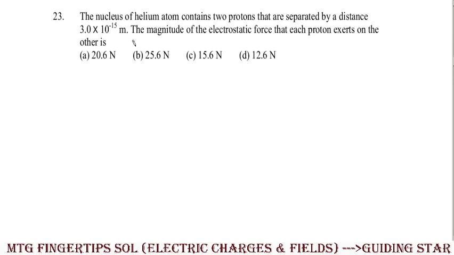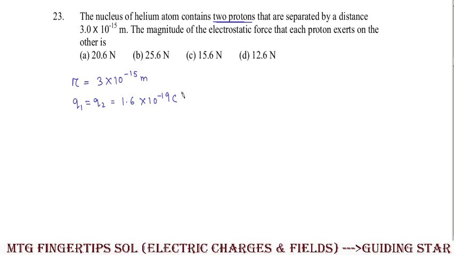Okay, next in question number 23, what it is saying is that the nucleus of a helium atom contains 2 protons. Okay, fine. So here it has already given the information that there are 2 protons in the nucleus of a helium atom that are separated by a distance of 3 into 10 to the minus 15 meter. So the distance of separation given is 3 into 10 to the power minus 15 meter. Two protons, that means both have equal charge, that means q1 equal to q2 equal to the charge of a proton, 1.6 into 10 to the power minus 19 coulomb.